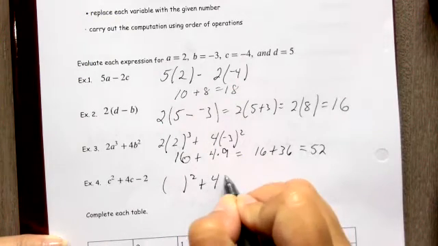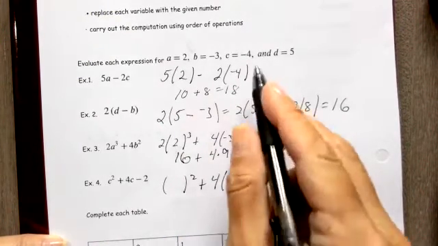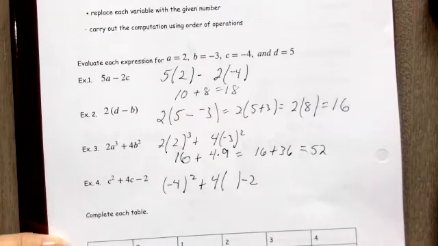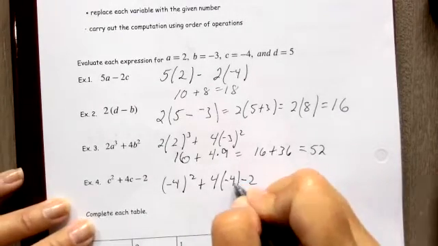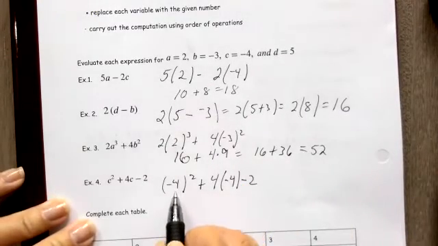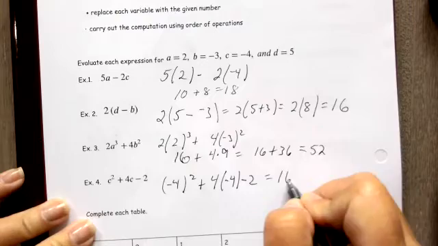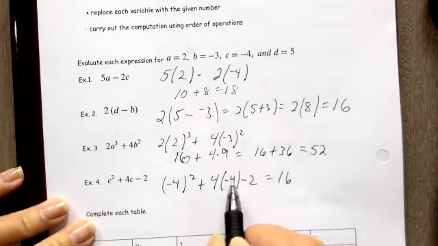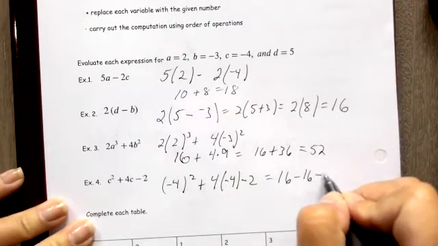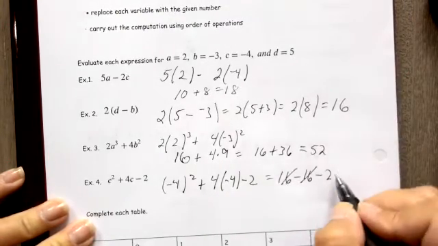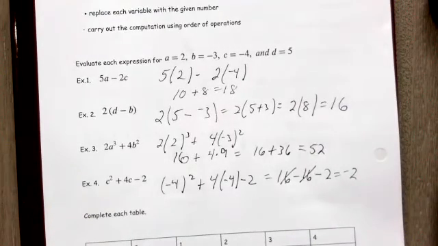C squared plus 4 times C minus 2, and C is -4. One more. -4 times -4 is +16. +4 times -4 is -16 minus 2. So my answer is going to be -2.